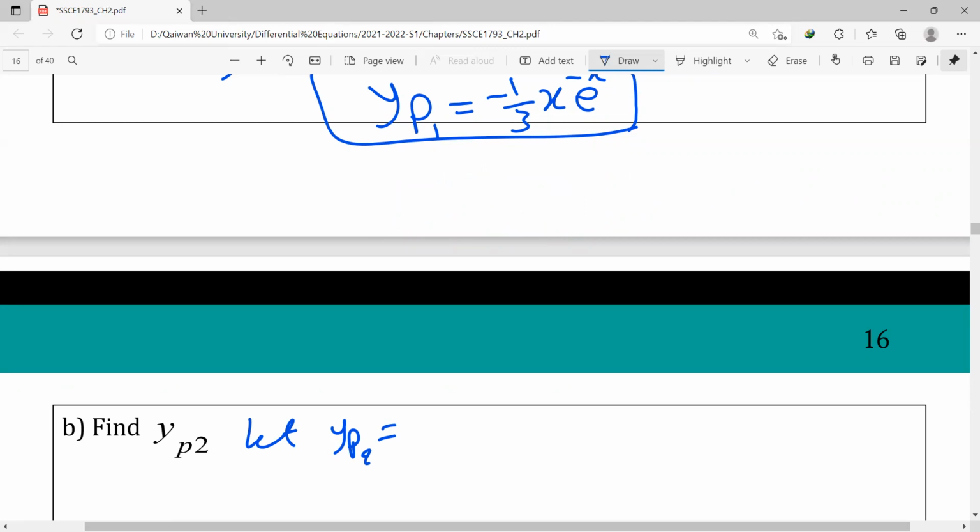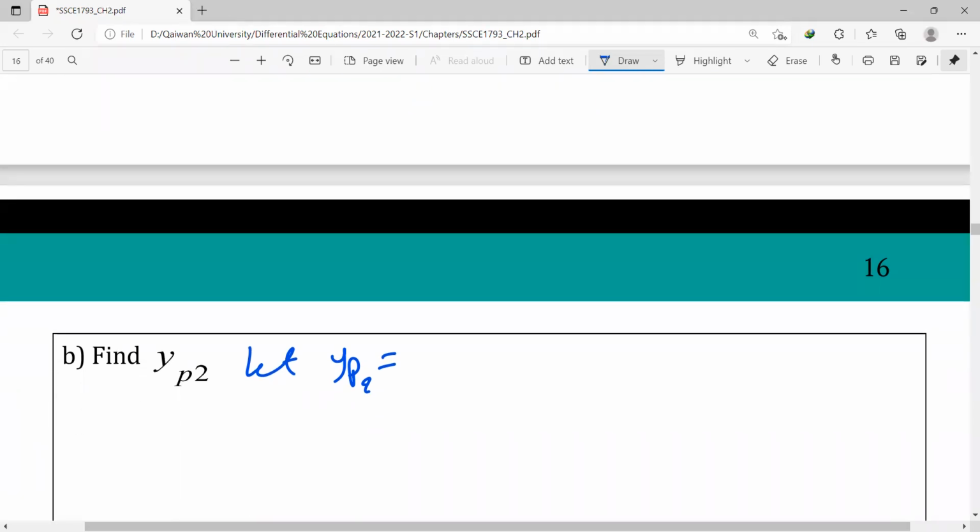Here, we are going to find yp2. For yp2, this is for r to be 0. We let yp2 be dx plus e, because we used a, b, and c before. That's why we don't use repeated constants. Now we have dx plus e.